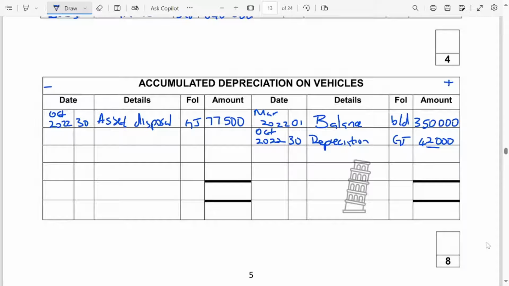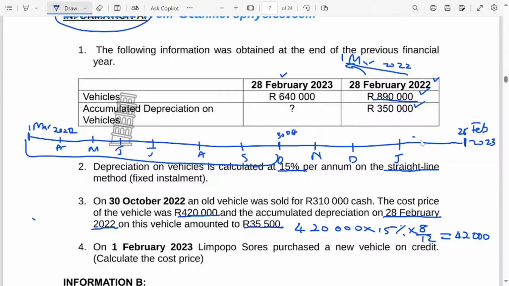And then also the opening balance of the asset being disposed. The opening balance of the accumulated depreciation for the asset being disposed. It is included in this 350,000. So, and then they said on 1 February 2023, Limpopo stores purchase a new vehicle on credit. Right? So we purchase a new vehicle.